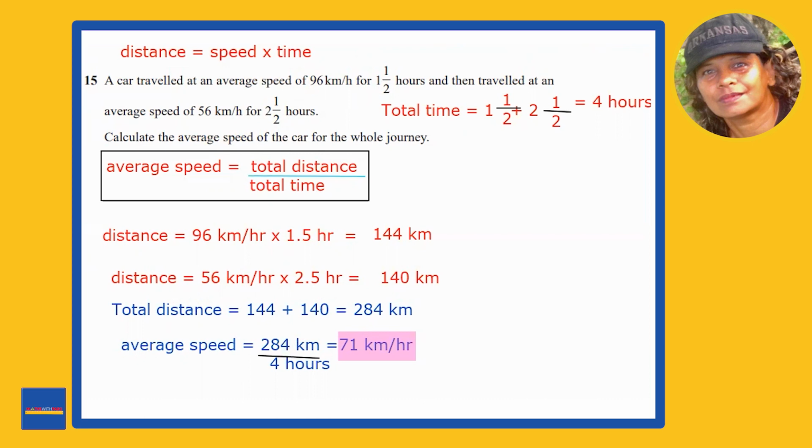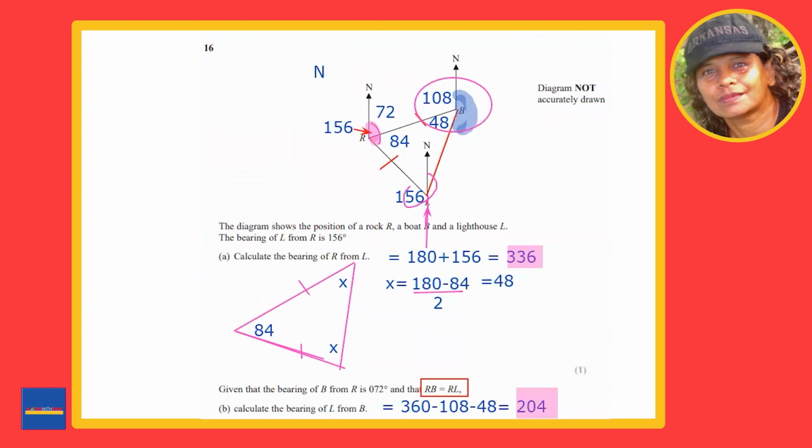Let's move on to the next question. 16. Here it's a bearings question, and they have given you a diagram. The diagram shows the position of a rock R, a boat B, and a lighthouse L. The bearing of L from R is 156. So here we have L from R is 156, and calculate the bearing of R from L.